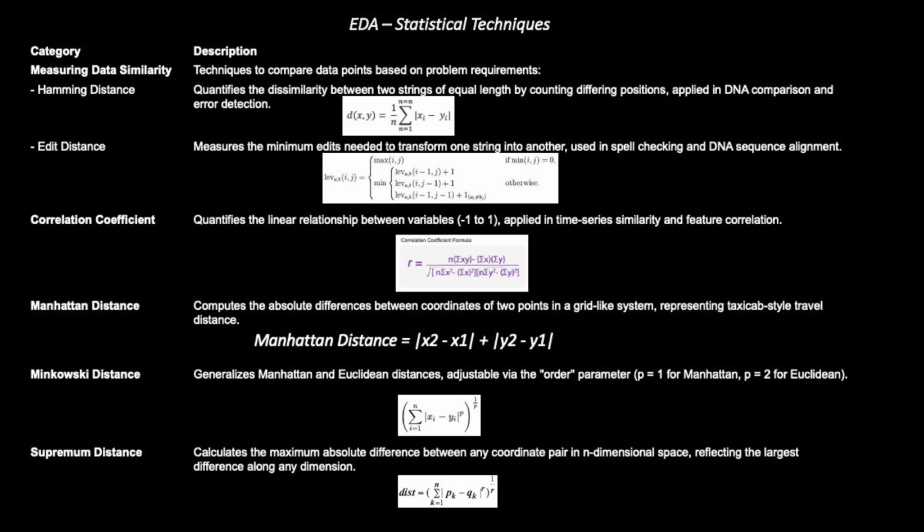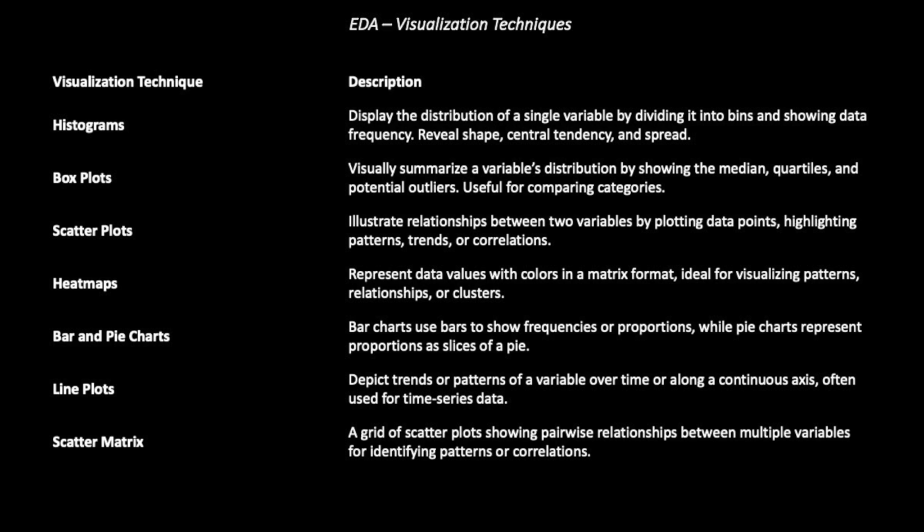These are just a few examples of the many similarity and dissimilarity measures available in machine learning and data analysis. The choice of metric depends on the specific problem and the characteristics of the data being analyzed.